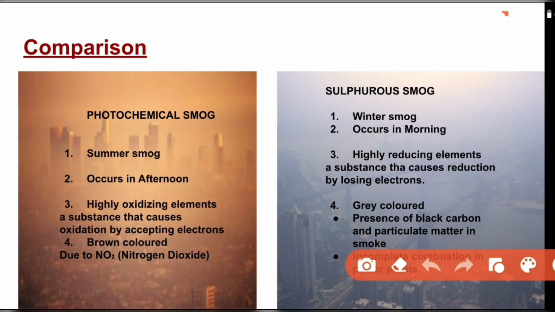A few more comparisons between these two smogs. Photochemical smog is basically your summer smog which occurs in the afternoon, and it always appears brown colored because of the presence of nitrogen dioxide. The main reason of photochemical smog is your nitrogen oxides only. And one more point you should remember, photochemical smog involves oxidizing elements.